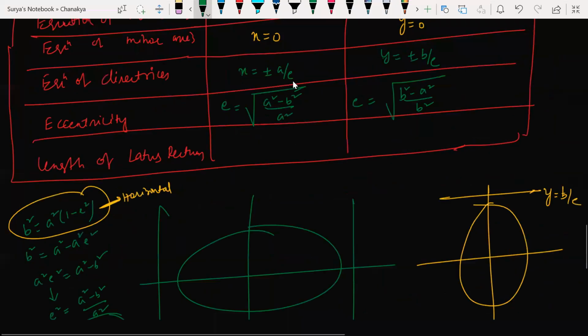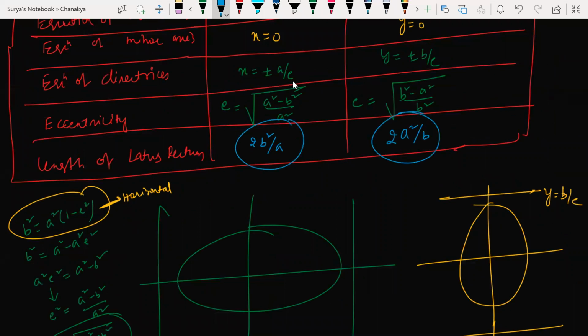Okay, length of latus rectum is what? ये हो जाएगा 2b स्क्वायर बाई a, ये हो जाएगा 2a स्क्वायर बाई b. How can you derive this, guys? We just derived the length of latus rectum of the parabola, correct? Have we derived or not? आप लोग डिराइव भी कर सकते हो, मैं कल बताता, you can similarly do that.